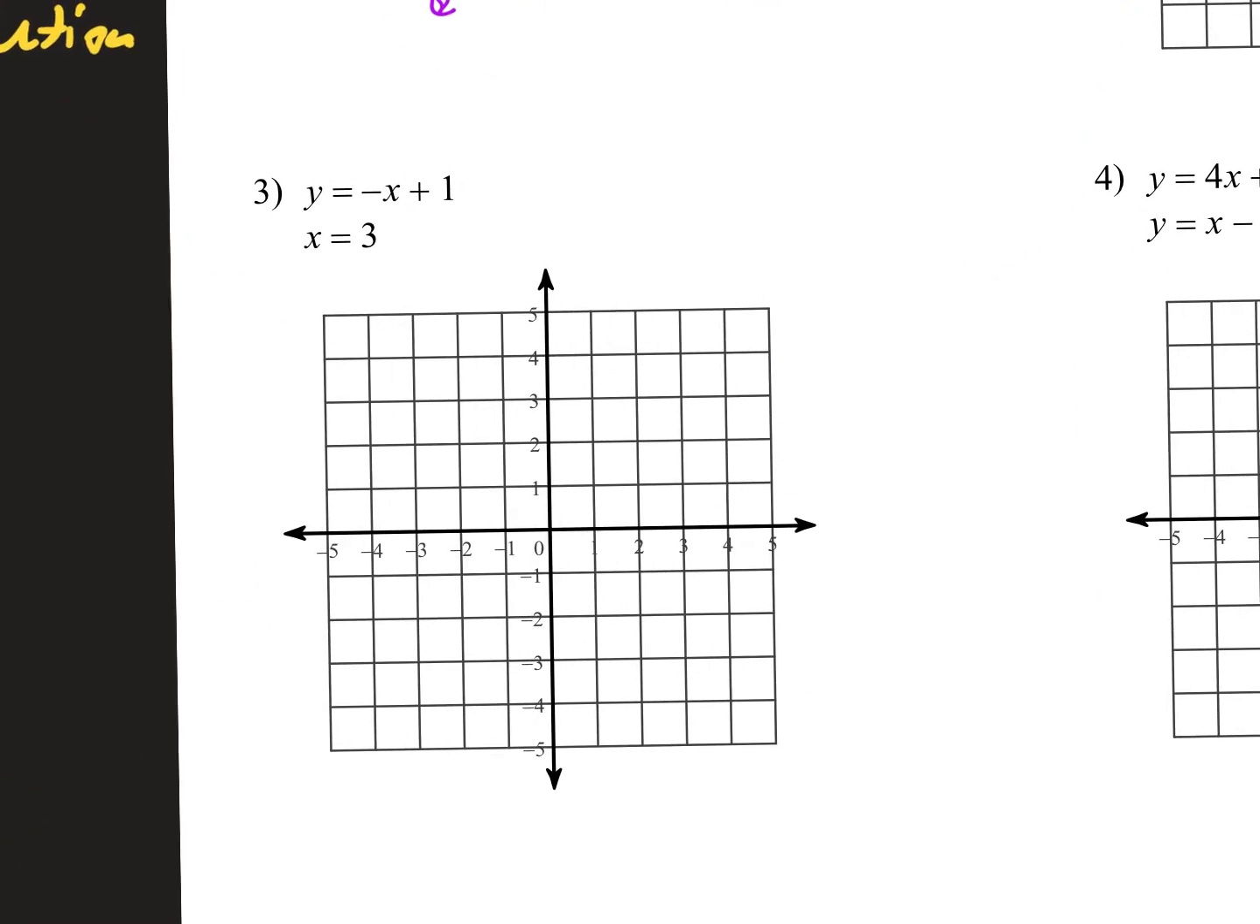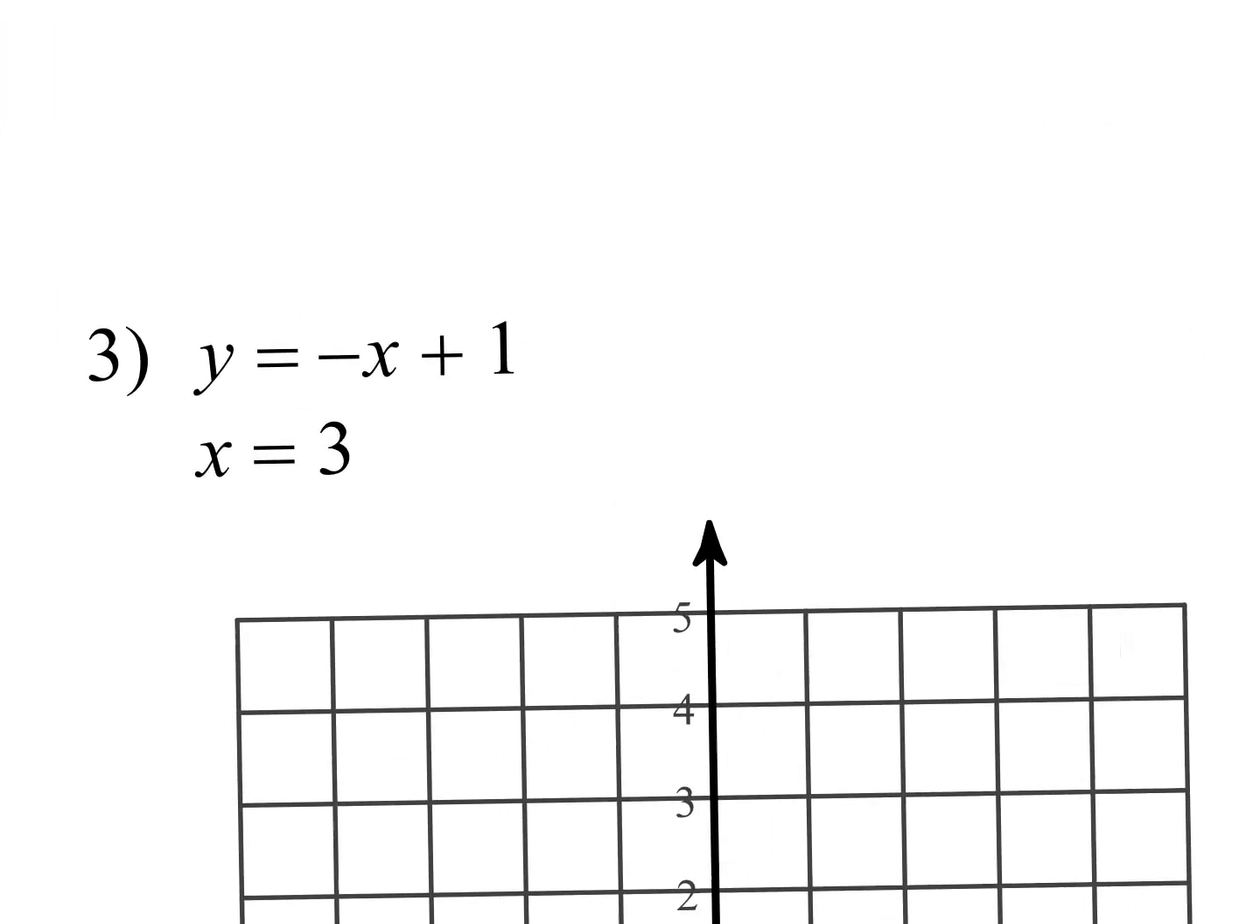Let's do number 3. I want to do number 3 for a specific reason. Why do you think I want to do number 3? All right, it's already y equals mx plus b, but then what is that second one? X equals, we're like, wait, what? So let's look at this first one.